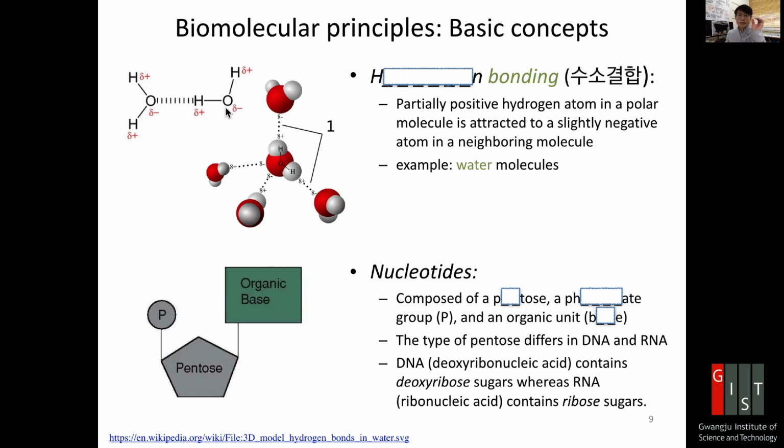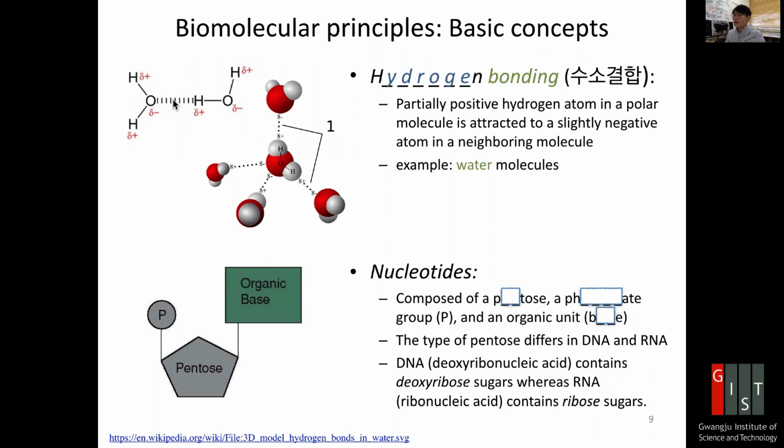As I said, in water, hydrogen is partially positive and oxygen is partially negative. So one water molecule that is partially negative can attract the proton, or hydrogen, of another molecule, which is partially positive. This bonding we call hydrogen bonding, because it involves hydrogen: a partially positive hydrogen atom in a polar molecule is attracted to a slightly negative atom in a neighboring molecule. A good example is the water molecule.